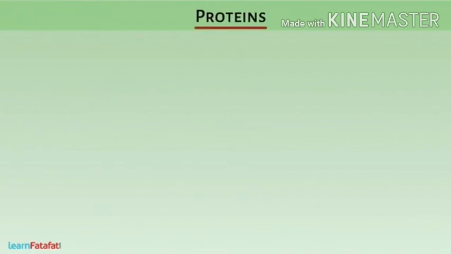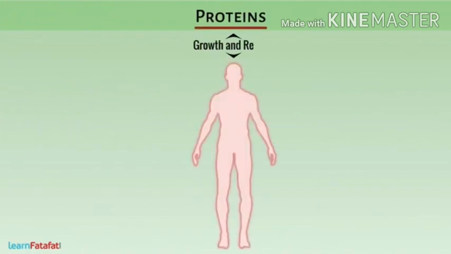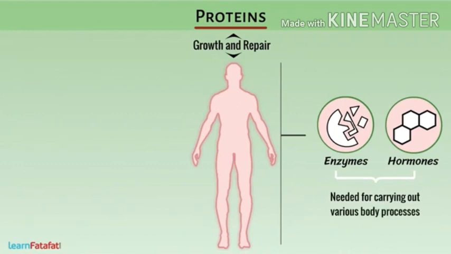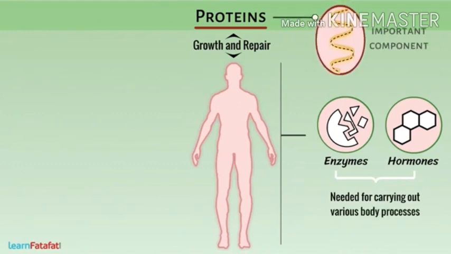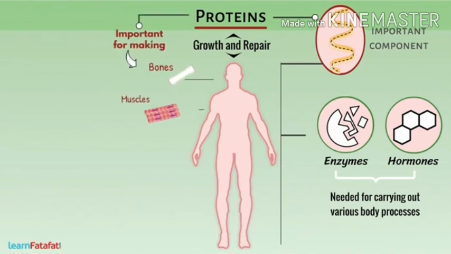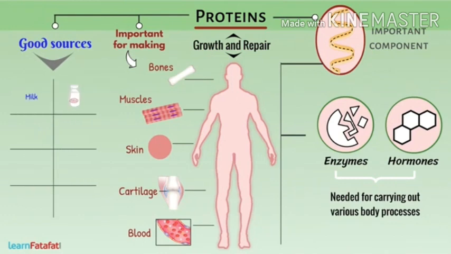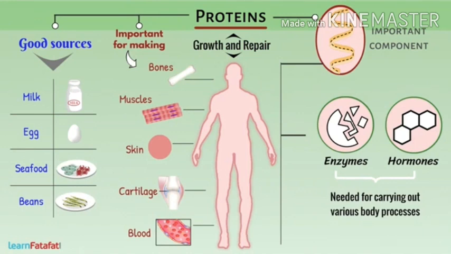Proteins. The body needs protein for growth and repair. There are many chemical substances in our body such as enzymes, hormones, etc. These are needed to carry out various body processes. Protein is an important component in all these functions. It is also important for making bones, muscles, skin, cartilage and blood. Good sources of protein are milk, eggs, seafood, beans, etc. So you must have this kind of food in your diet.